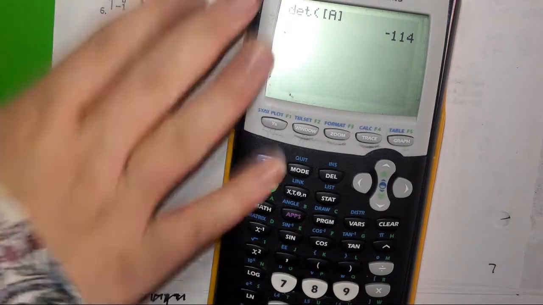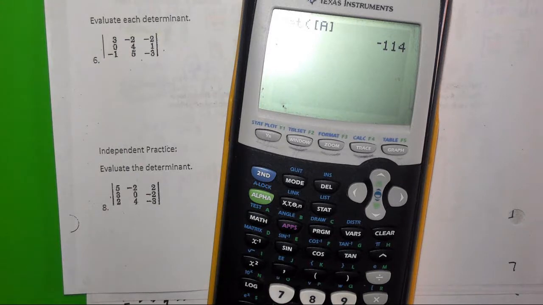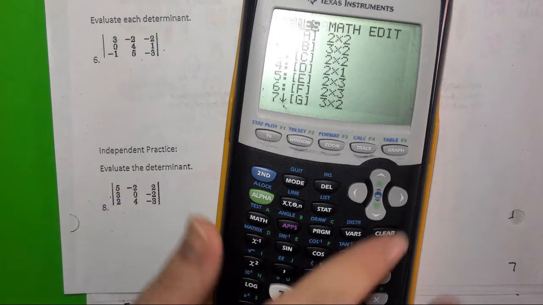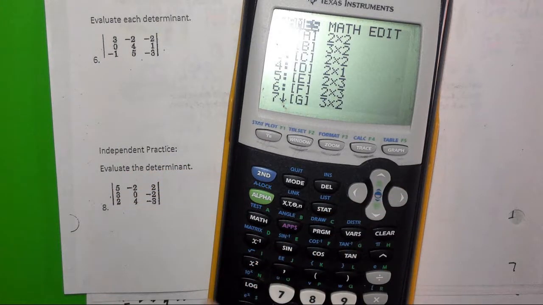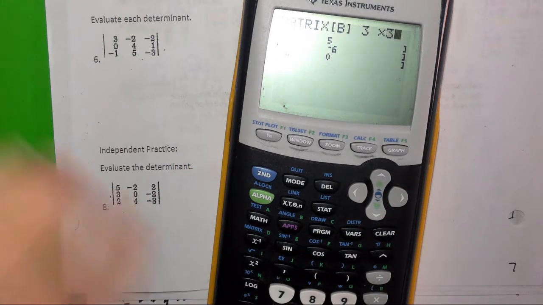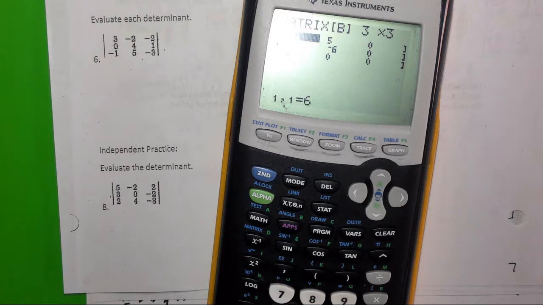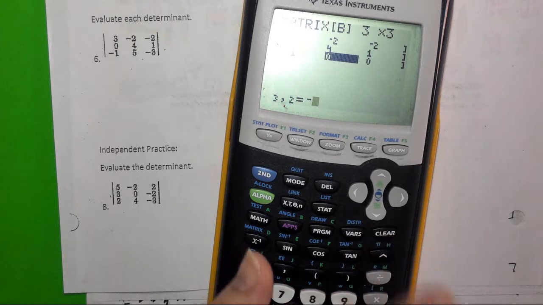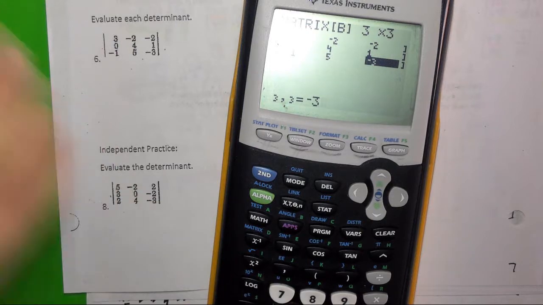Okay, so on number 6, I'm going to type it in as matrix B. So second matrix, I'm going to edit B. I want it to be a 3x3. My entries are 3, negative 2, negative 2, 0, 4, 1, negative 1, oop, not negative 5, negative 1, 5, negative 3.